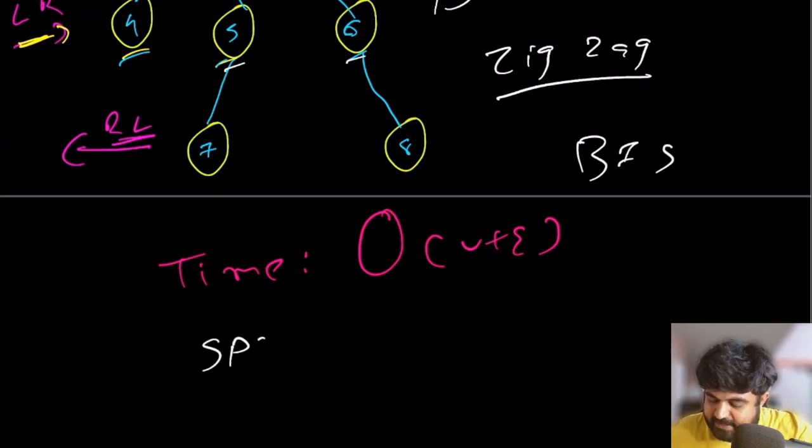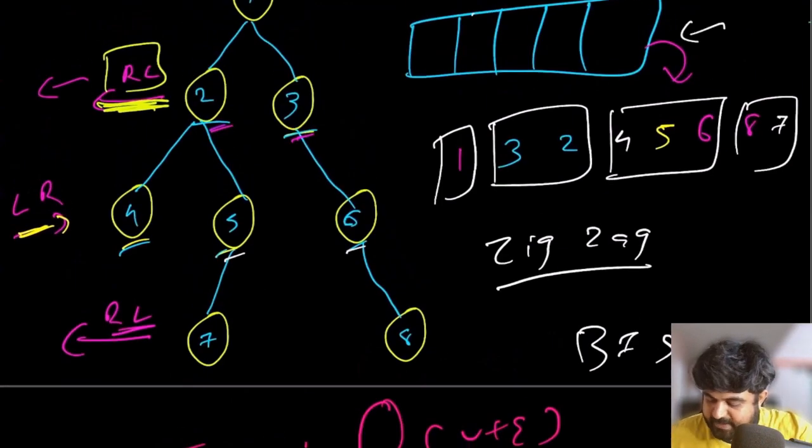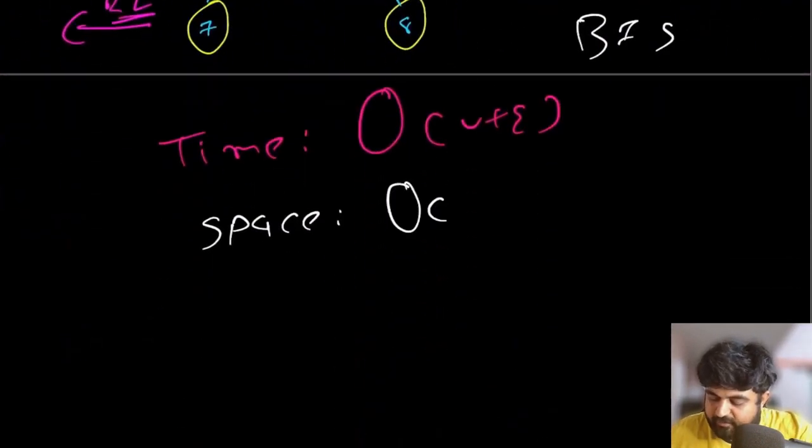And space complexity: since in order to use the BFS we will have to use a queue, the space complexity is going to be big O of V, the number of nodes or vertices inside our given tree. And this is the whole solution.